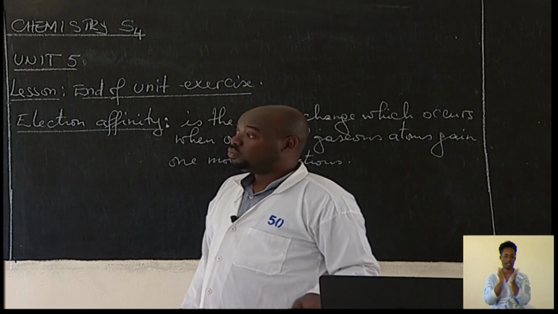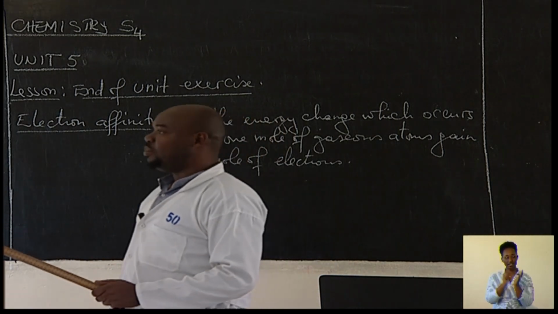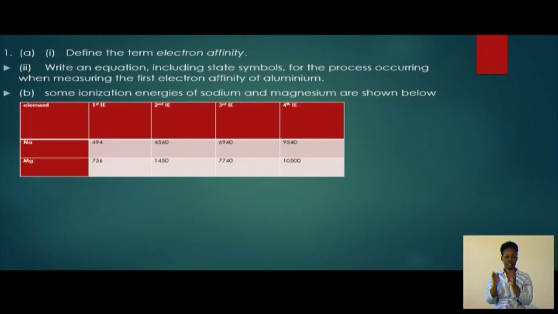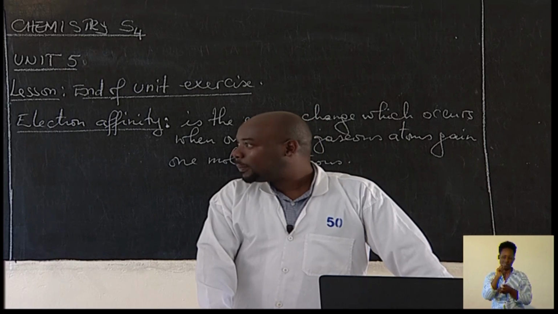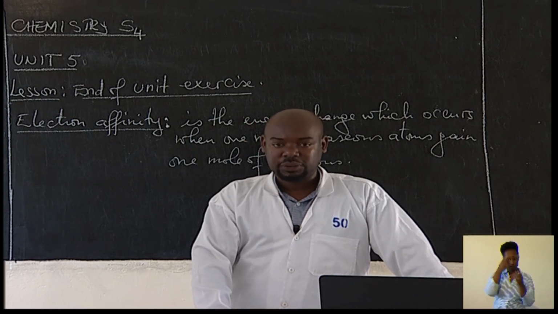And number 2, write an equation including state symbols for the process occurring when measuring the first electron affinity of aluminium. So you use aluminium and you write the equation representing the first electron affinity of aluminium. Don't forget to include the state symbols.